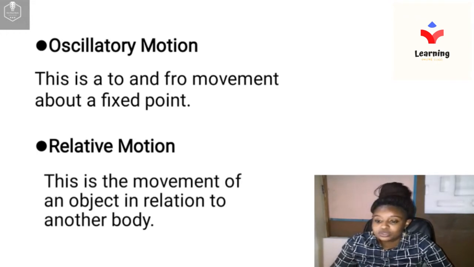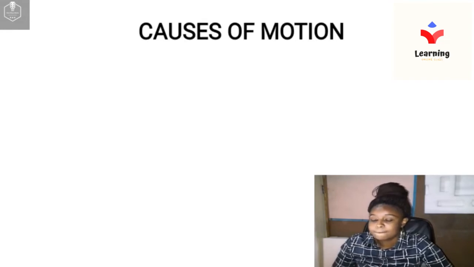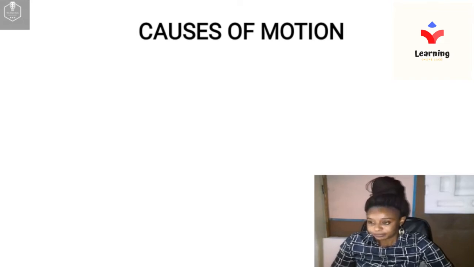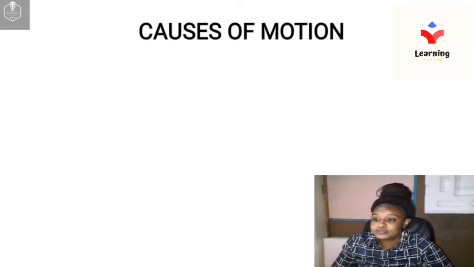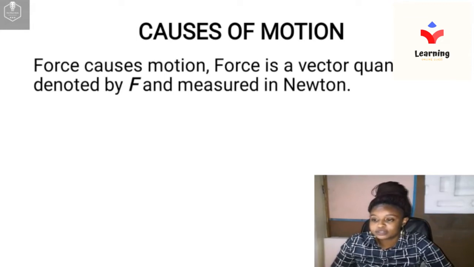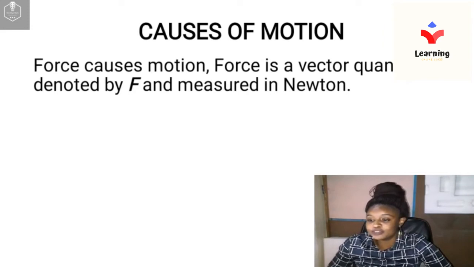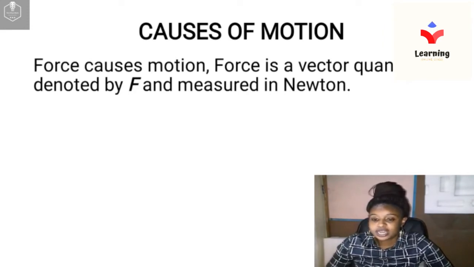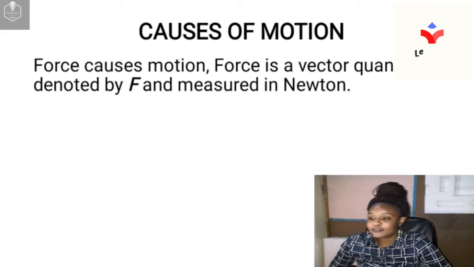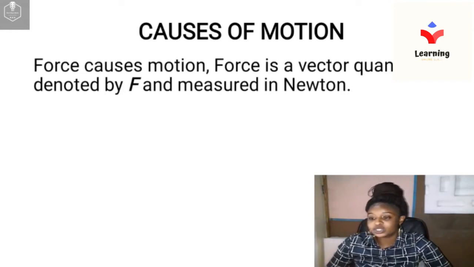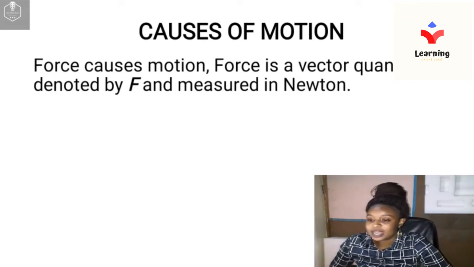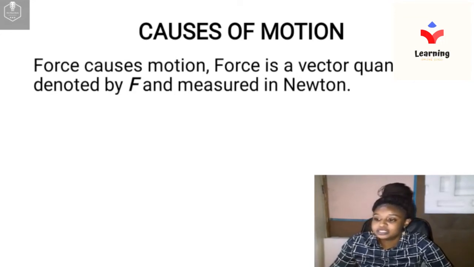From there, we want to talk about what really causes motion. That is, the causes of motion. We all know that a body cannot move on its own without something being applied to it to move. And the thing that is applied to it for it to move is known as force. When you apply a force on an object, the object will change position from its previous position. So we conclude that force causes motion. And this force is a vector quantity. That is, it can be measured, it has both magnitude and direction. It is represented by a capital letter F, and the SI unit of force is Newton.